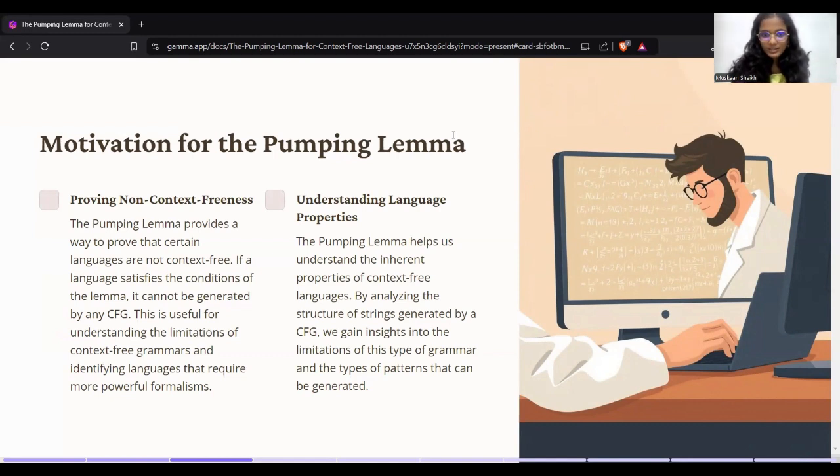Understanding language properties. The pumping lemma helps us understand the inherent properties of context-free languages. By analyzing the structure of strings generated by CFGs, we gain insights into the limitations of this type of grammar and the types of patterns that can be generated.